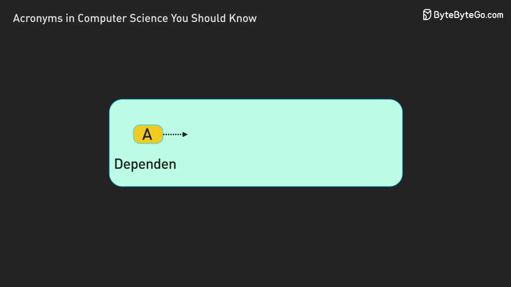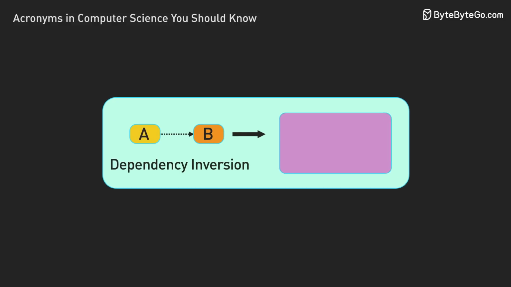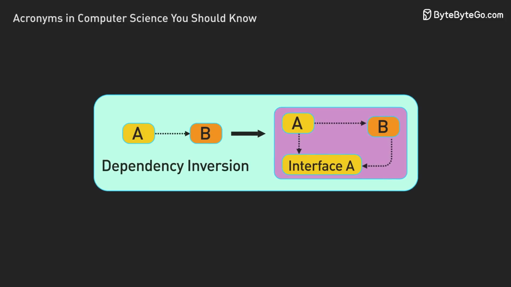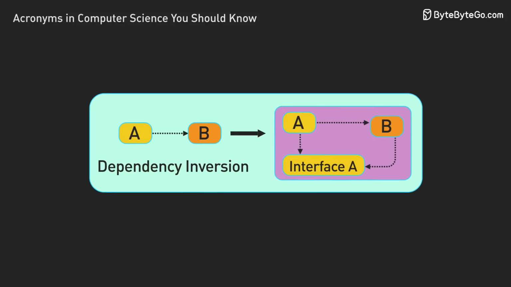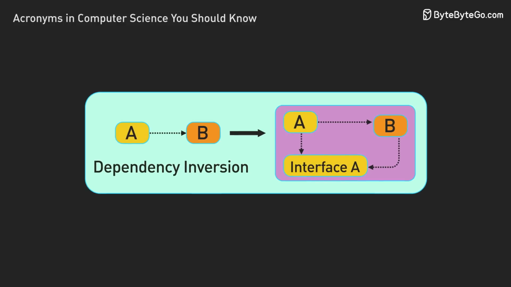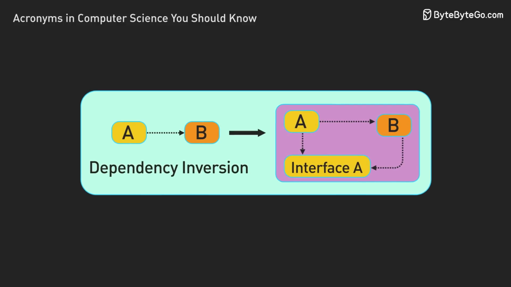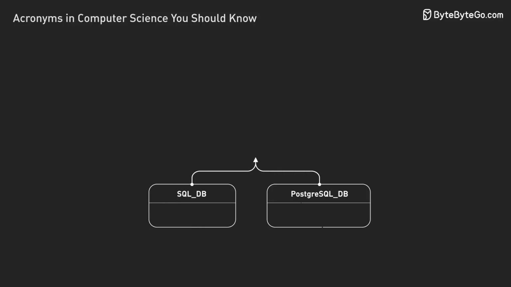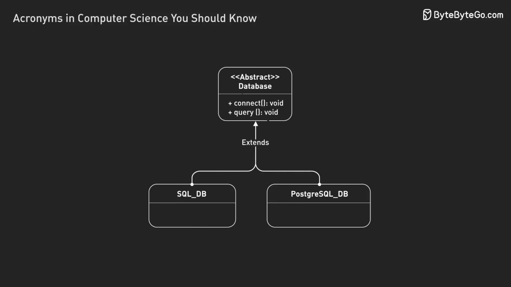Finally, the dependency inversion principle states that high-level modules shouldn't depend on low-level modules. Both should depend on abstractions. This principle aims to reduce the direct dependencies among different modules, making the system easier to modify and extend. For example, introducing a database interface allows a program to work with various databases like MySQL and Postgres without being tightly coupled to any specific implementation.